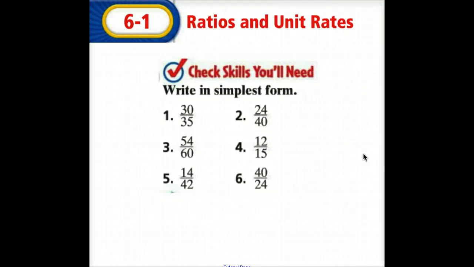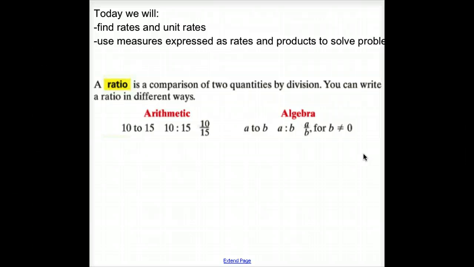Lesson 6-1, Ratios and Unit Rates. Today we are going to do two things: find rates and unit rates, and use measures expressed as rates and products to solve problems. Alright, so to begin, we're going to review really quick about what a ratio is.